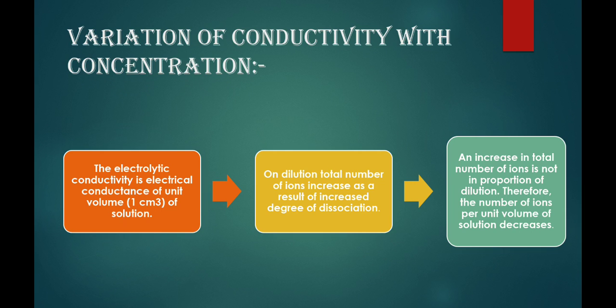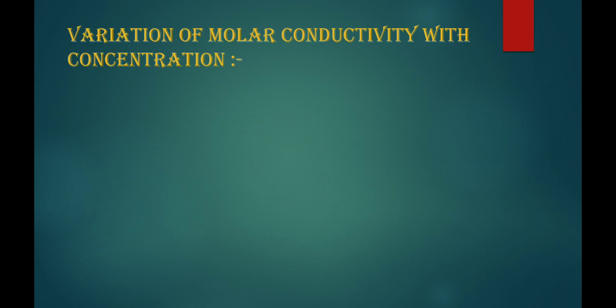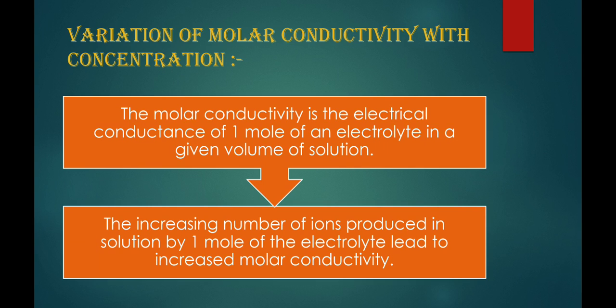Unlike the conductivity, molar conductivity is different. The molar conductivity is the electrical conductance of 1 mole of an electrolyte in a given volume of solution. The increased number of ions produced in solution by 1 mole of electrolyte leads to increased molar conductivity. So unlike conductivity, when we dilute the solution or decrease the concentration, its degree of dissociation increases and molar conductivity increases.